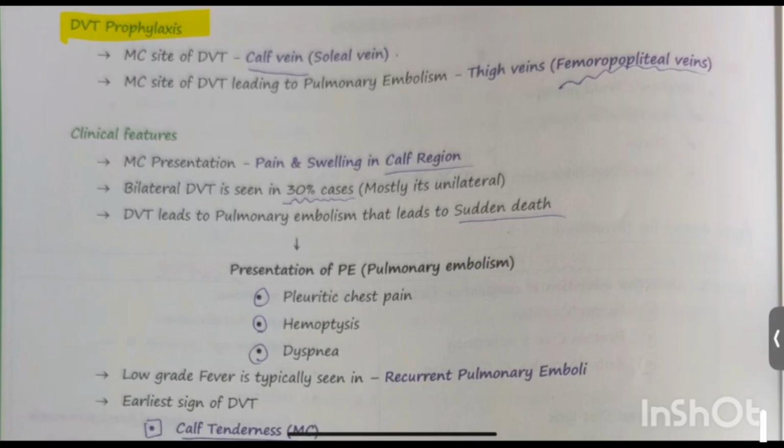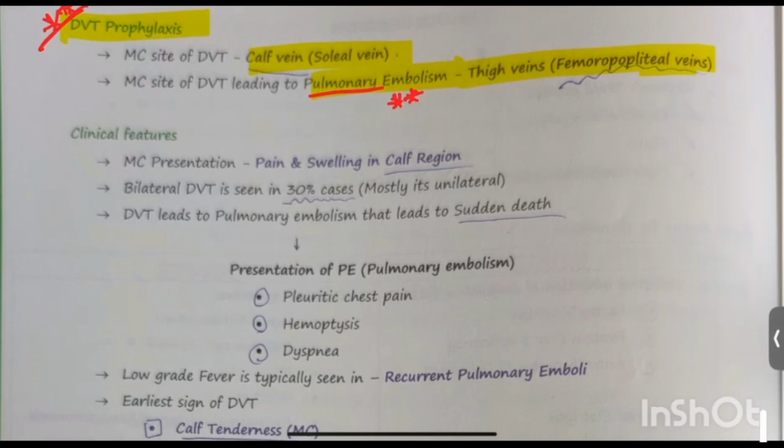Okay. Similarly, we should know what the most common site is. So the most common site for deep vein thrombosis is the calf vein or soleal vein, and this deep vein thrombosis will lead to pulmonary embolism, which is the most dreaded complication that can take the life of a patient. So for that reason, we should know about the prophylaxis of DVT. We can prevent pulmonary embolism if we treat DVT prophylactically. If there is DVT in the thigh veins, then there is an increased risk of developing pulmonary embolism. Thigh veins are nothing but femoral-popliteal veins.